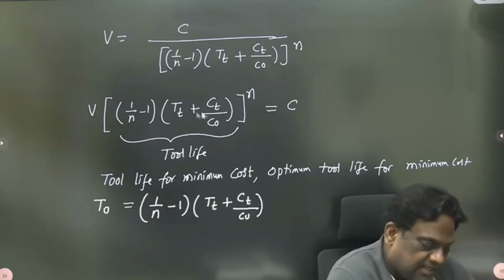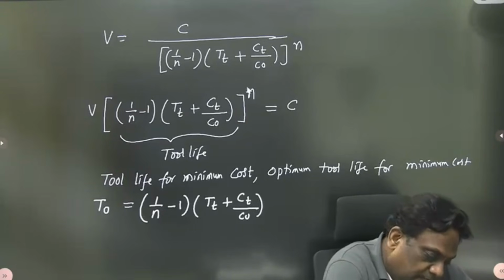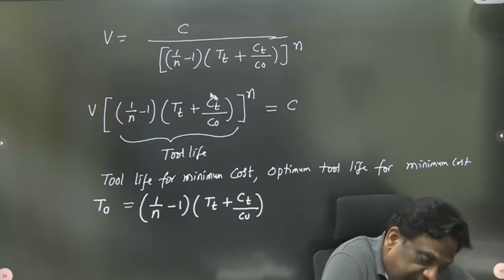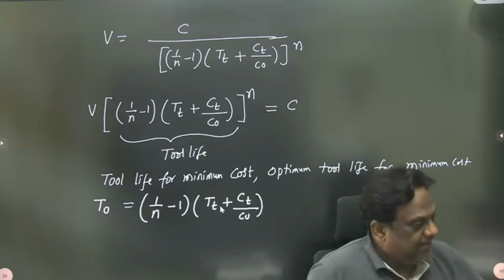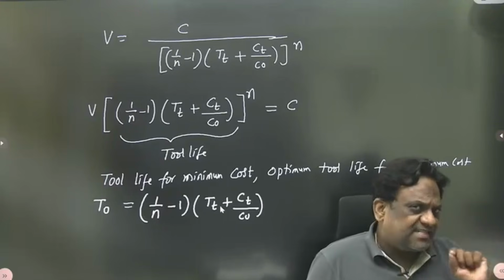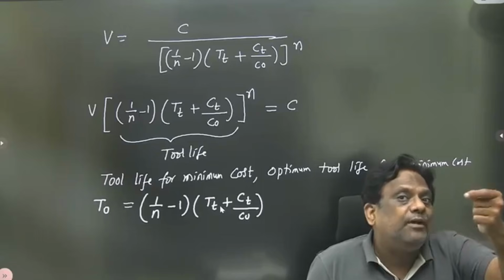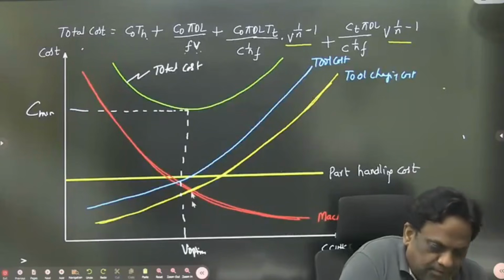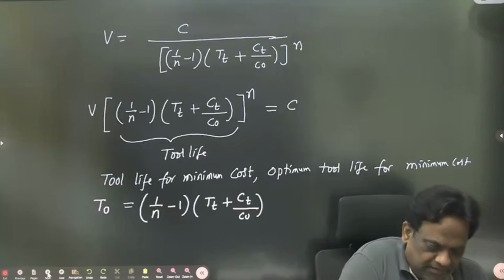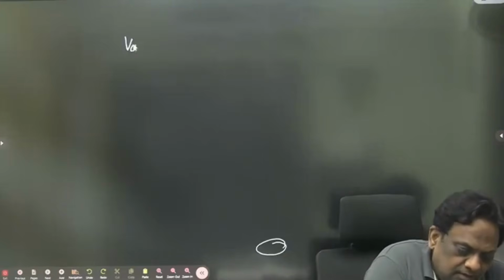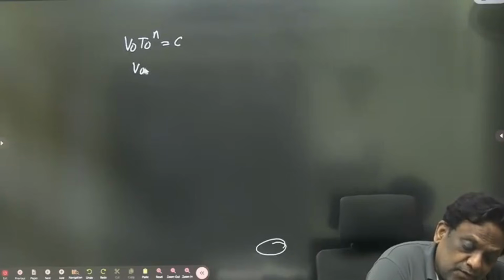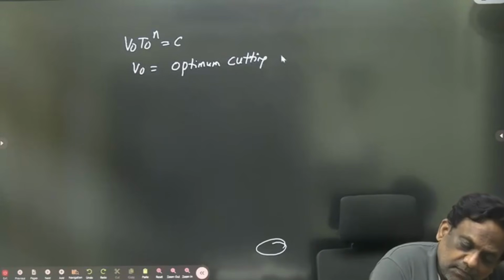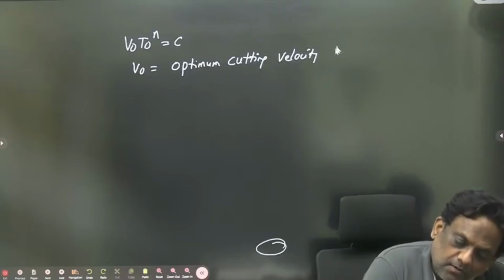Do not raise this to n, sir. v t power n is constant, this is t, it is in the bracket so it is t, sir. This is the optimum life. So corresponding to this time, when you calculate the velocity, that will be the optimum velocity. This is the optimum, sir. Now I will write v naught t naught power n is constant, where v naught is the optimum cutting velocity for minimum cost.